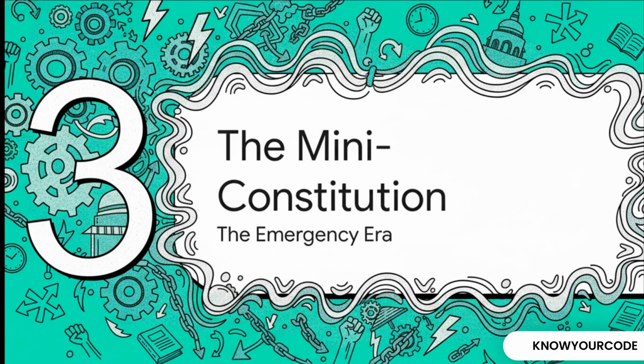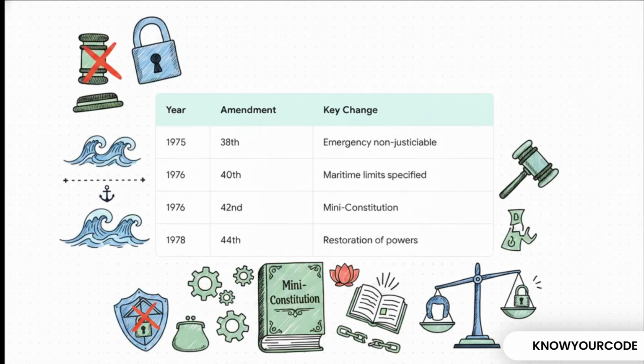All right, Section 3, the mini-constitution and restoration, the emergency era changes. That immense power struggle set the stage for the totally turbulent 1970s. The 38th Amendment made declarations of emergency non-justiciable, meaning courts were completely stripped of their power to even question them. Then the 40th Amendment secured borders with maritime limits and stuffed dozens more laws into that Ninth Schedule.